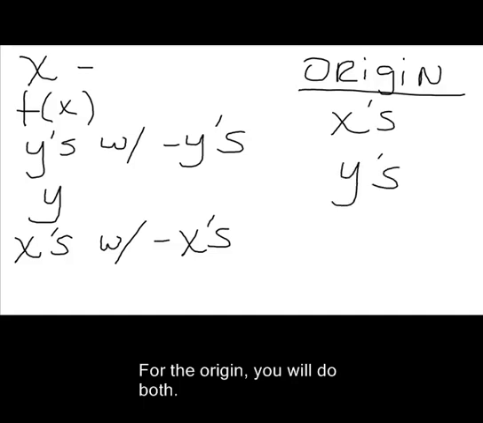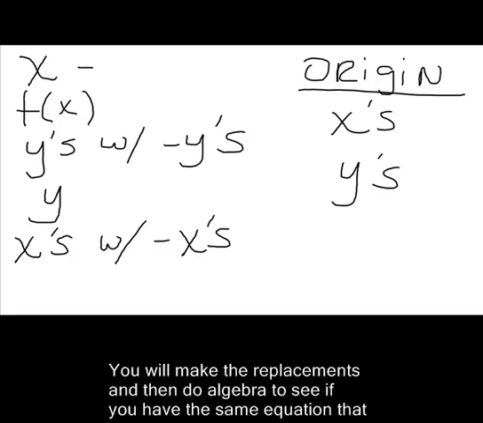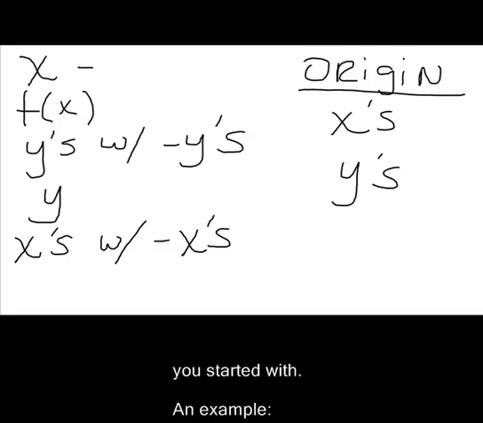So the toughest hurdle that you'll have for doing any of these problems would be your algebra, because you're going to make those replacements, and then you're going to do your algebra and try to manipulate the problem to see if it looks exactly as it did when you started. If it does, the symmetry is true. If it does not, there is no symmetry.